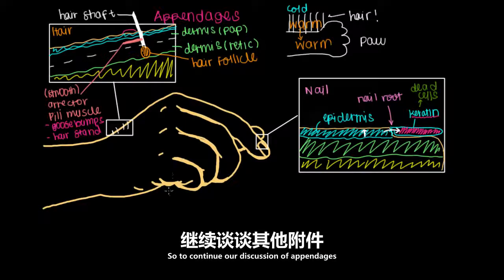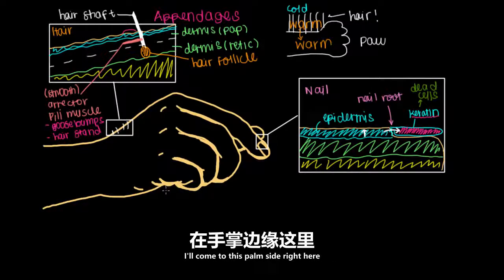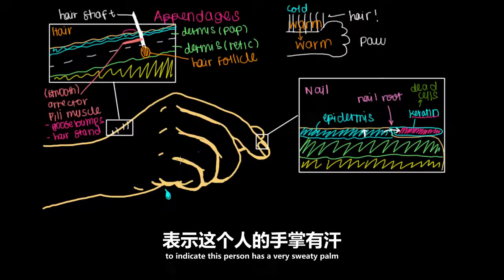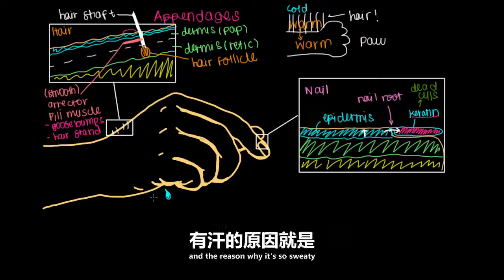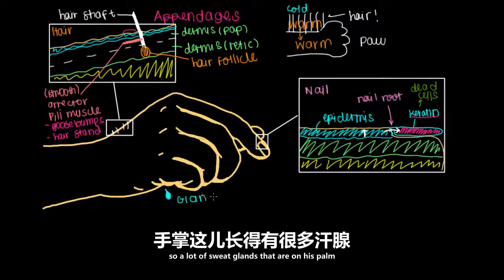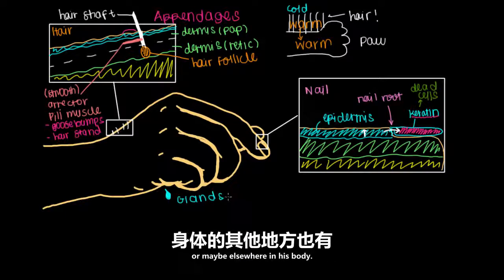So to continue our discussion of appendages, I'll come to this palm side right here, and I'll draw this little water droplet to indicate this person has a very sweaty palm. The reason why it's so sweaty is because this guy has a lot of sweat glands on his palm or maybe elsewhere in his body.